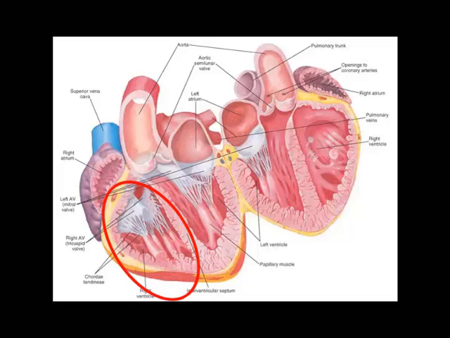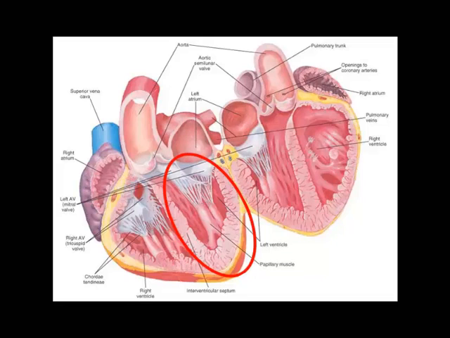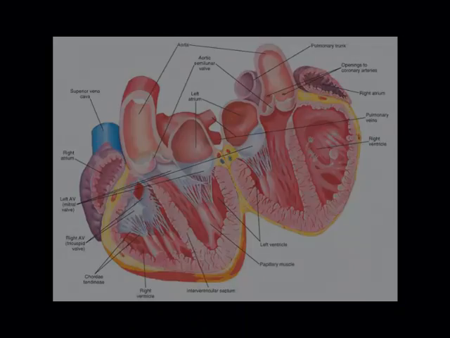The right ventricle receives blood from the right atrium. It then pumps blood through the pulmonary semilunar valve into the pulmonary artery. The left atrium then receives oxygenated blood from the pulmonary veins. It then pumps blood through the left AV or mitral valve into the left ventricle. The left ventricle receives blood from the left atrium. Then it pumps that blood through the aortic semilunar valve into the aorta.